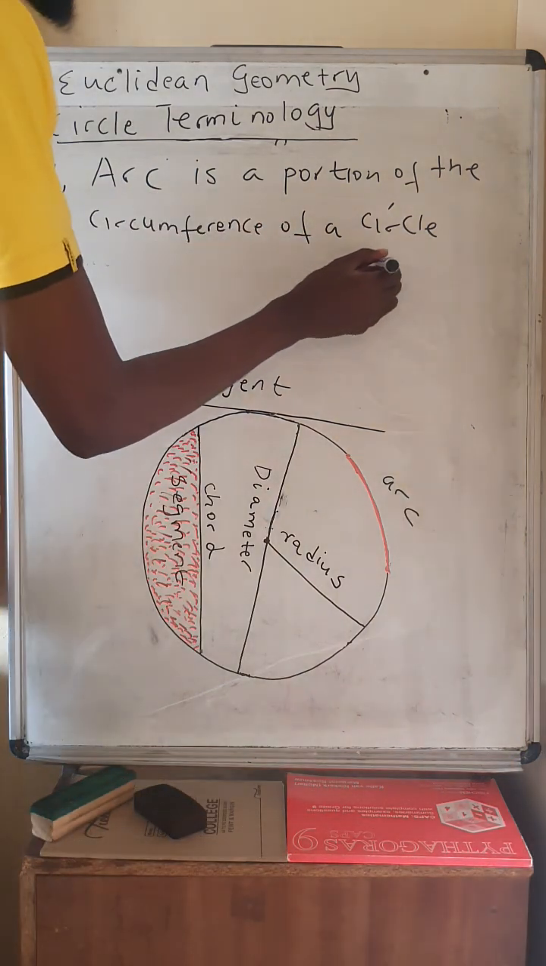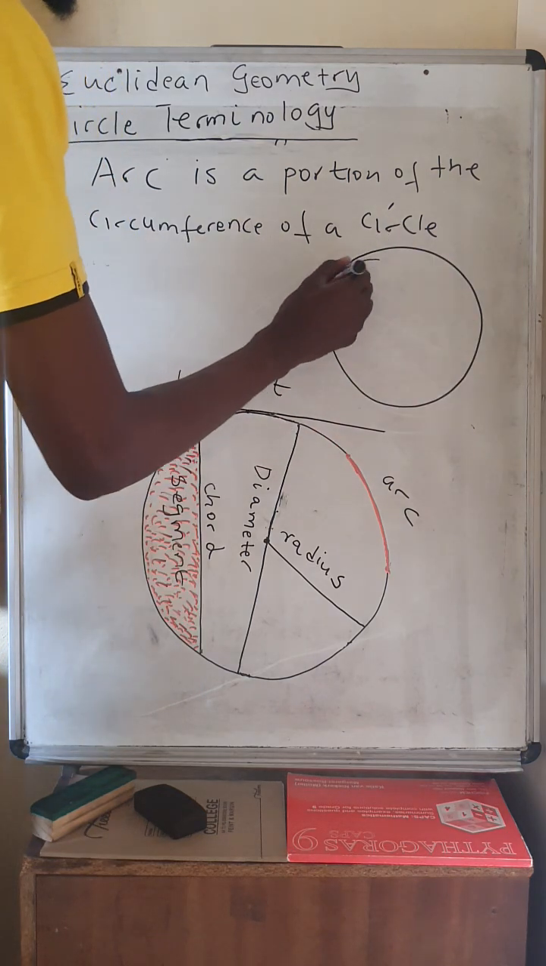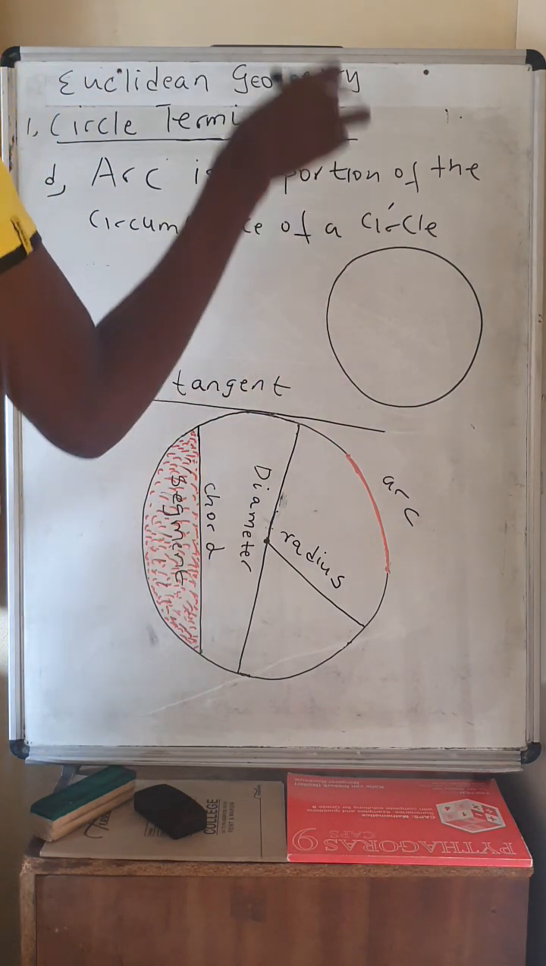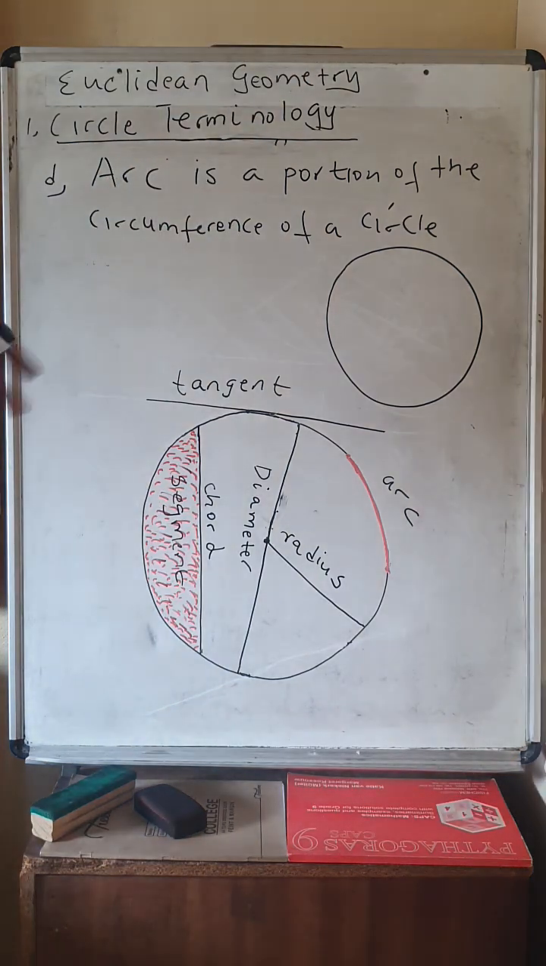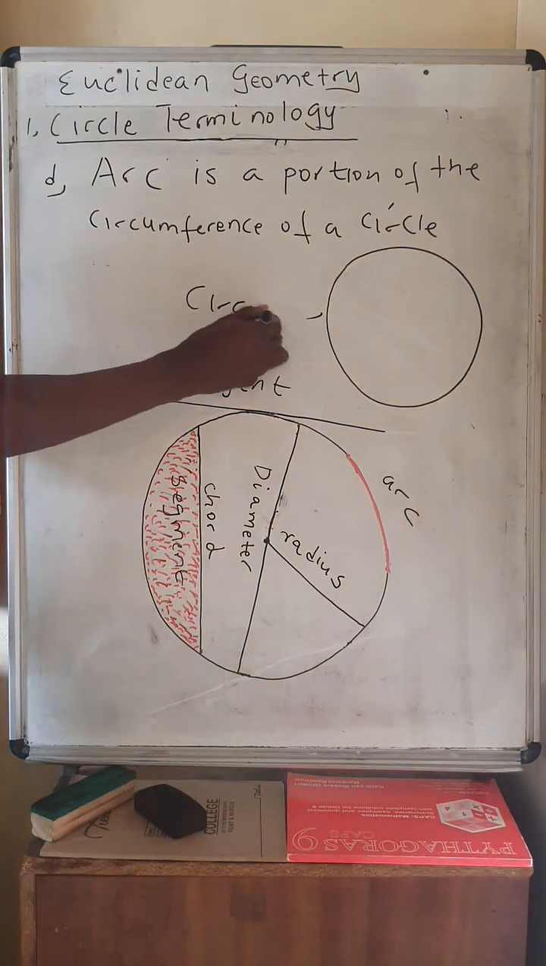But if you select a portion of that round part of a circle, that portion will be called an arc. You can see now we've got the round part of the circle. So this is the circumference of the circle.